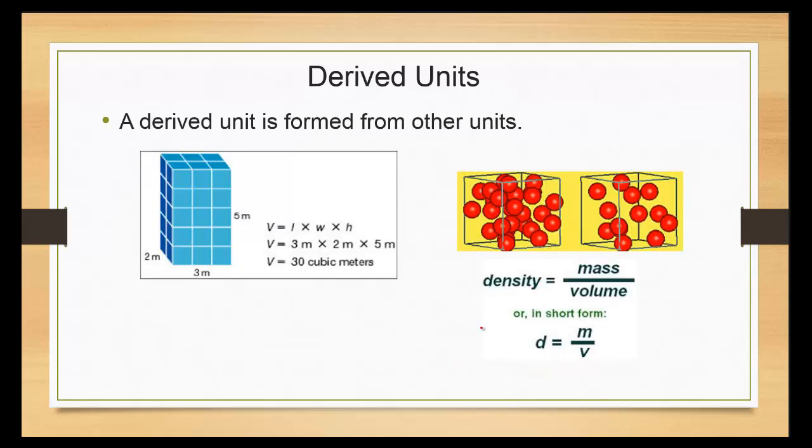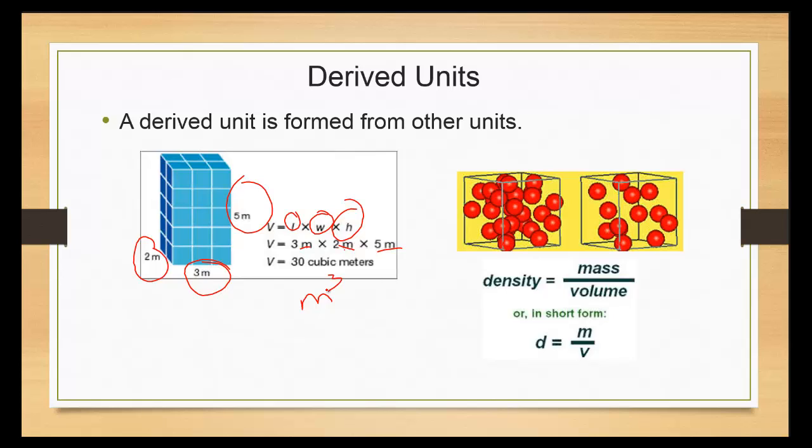A derived unit is formed from other units. For instance, if we take volume, that's length times width times height. So these three sides are being multiplied together. As a result, that means meters are being multiplied together as well, not just the numbers themselves. So that comes out to be meter cubed. Meter cubed is now the derived unit.